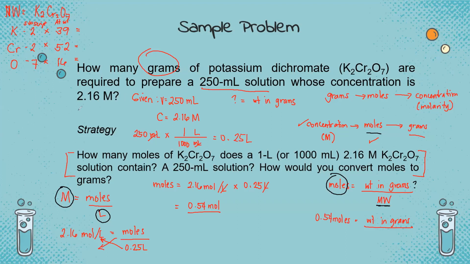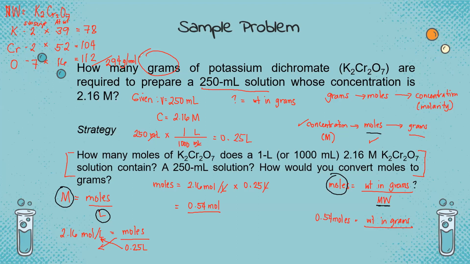39 times 2 is 78. Okay, very good. And then 52 times 2 is 104. And then 7 times 16 is 112 po. And then after that class, let's add them all. Let me just write it here. 78 plus 104 plus 112 is 294 po. Okay, very good. 294. Our unit is grams per mole.